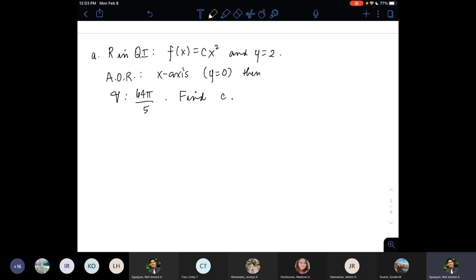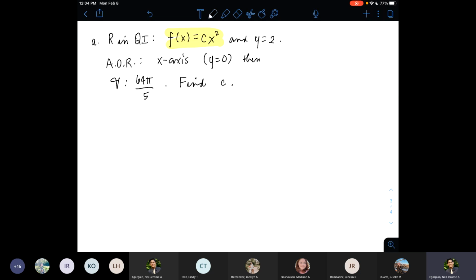Okay, so this problem is different from what we considered last time, because before we were given the functions explicitly. We know the axis of revolution, and then we solve for the volume, or at least we set up the integral that gives us the volume, and from there, we're done. But in this particular problem, it's sort of the reverse, wherein we know the volume, but we don't know exactly how the function looks like, right? So the only info about the function that we have is that it is of the form cx squared, where we want to find the value of c. Well, let's see how to do it.